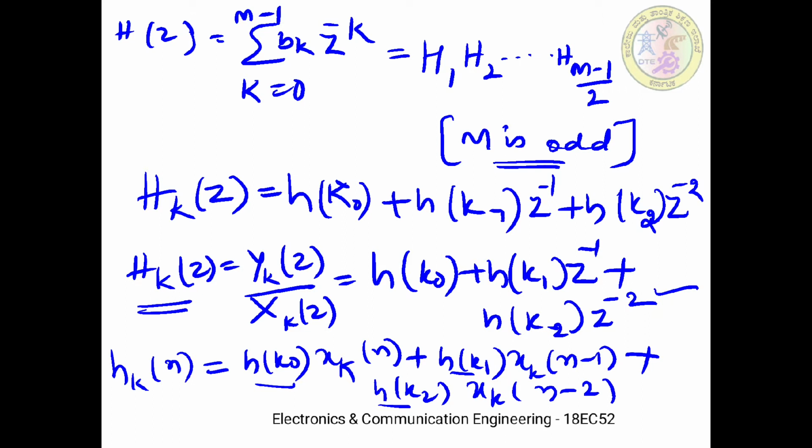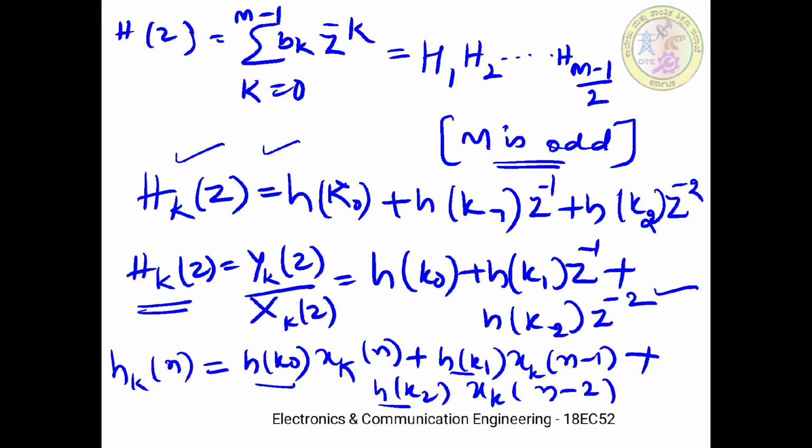In cascade realization, the direct form structures are drawn for these individual difference equations, and then they are cascaded to obtain the overall cascade realization. So first we need to obtain H1 of z, H2 of z, H3 of z, etc., and then each transfer function has to be converted into its difference equation.